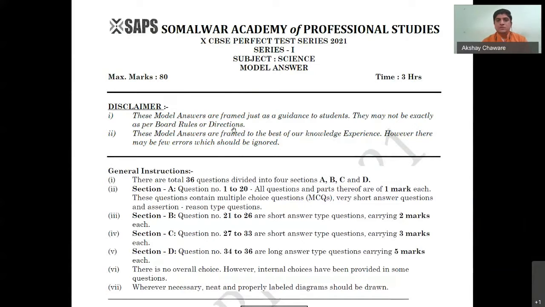These model answers are framed just as a guidance to students. They may not be exactly as per the board rules or directions. These model answers are framed to the best of our knowledge and experience. However, there may be a few errors which should be ignored.